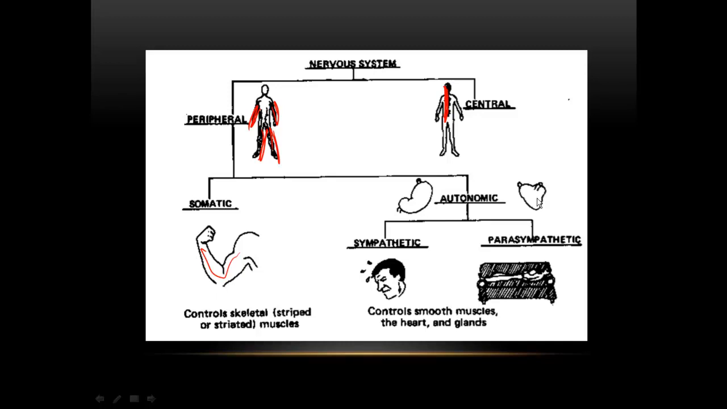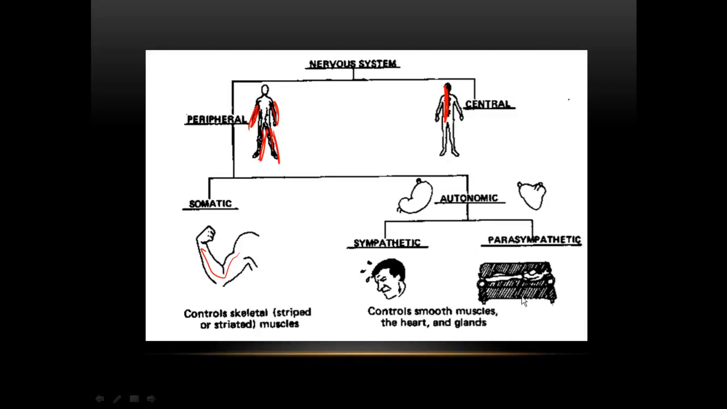Autonomic, our kidneys, our heart, our airway, these are going to be under control of the peripheral, but in an unconscious manner. We do not consciously make the decision to make urine when we get up in the morning. It happens without us having to decide on that.